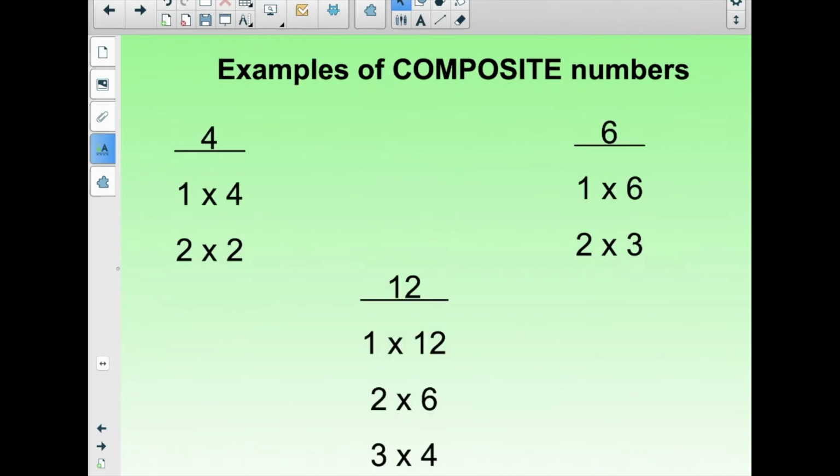Examples of composite numbers are 4, 6, and 12. 4 has 1, 2, and 4 as factors. 6 has 1, 2, 3, and 6 as factors. And 12 has 1, 2, 3, 4, 6, and 12 as factors.